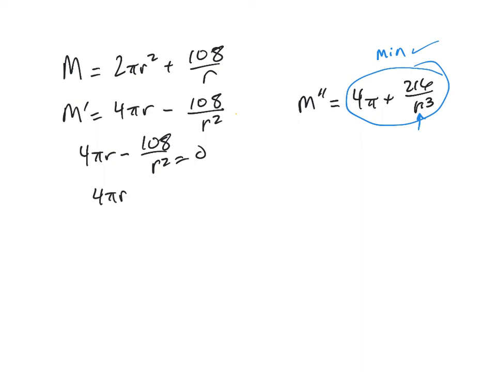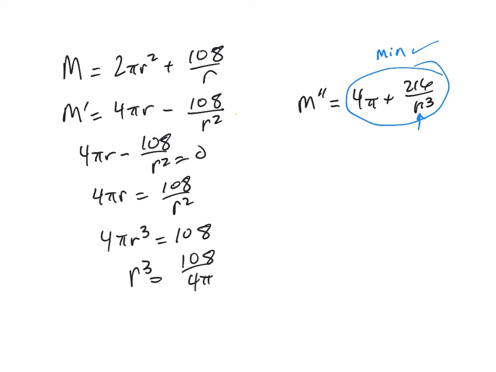If I add the 108 over r squared to the other side, I can multiply by r squared, and I get 4 pi r cubed equals 108. And that means r cubed is 108 over 4 pi.